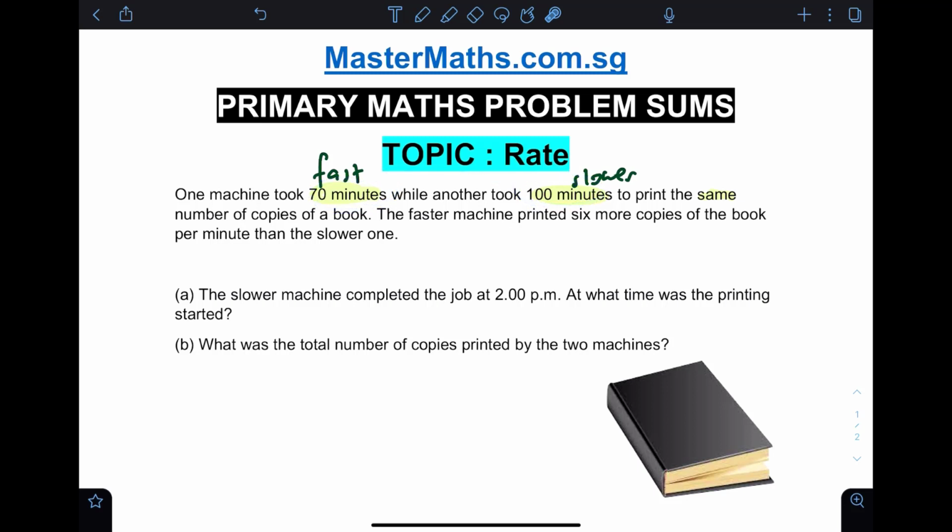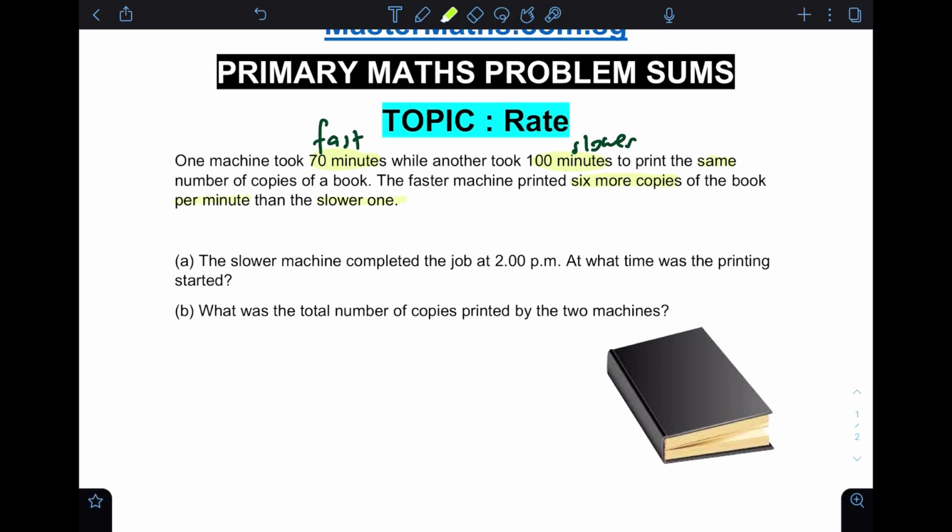Slower by 30 minutes. The faster machine printed 6 more copies of the book per minute than the slower one. The slower machine completed the job at 2 p.m. At what time was the printing started? So for part A, just draw a number line for yourself.